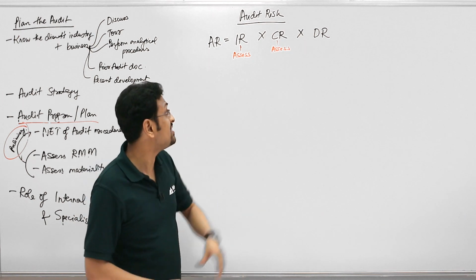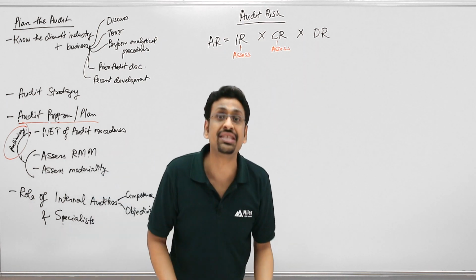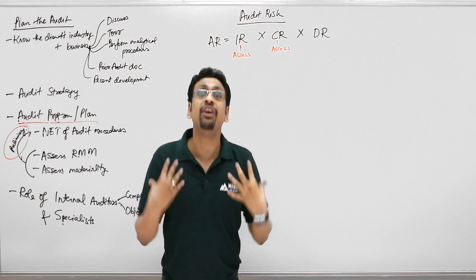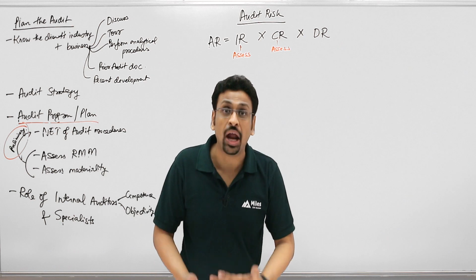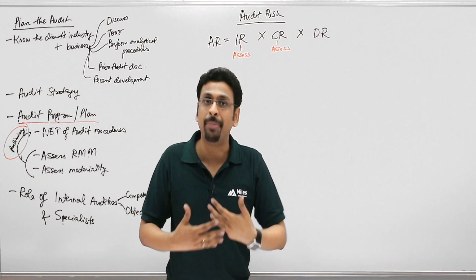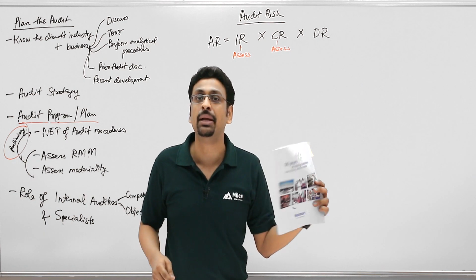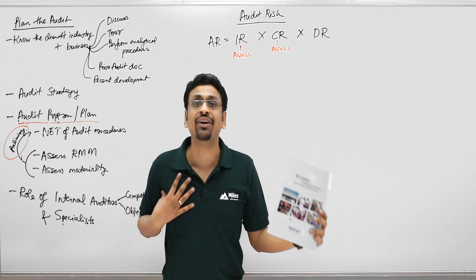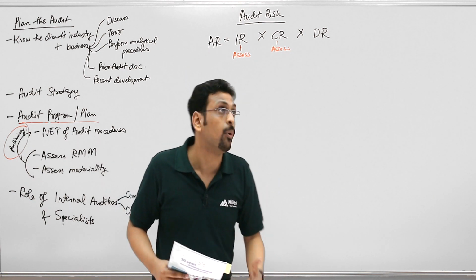Now we come to the last element of audit risk. This is detection risk. This is the risk that we, the auditors, will fail to detect a material misstatement. Either we've taken a bad audit sample or we've done a bad job as an auditor, but we have failed to detect a material misstatement on these financials. We've given a clean opinion, we failed to detect it. Guys, this is very important.